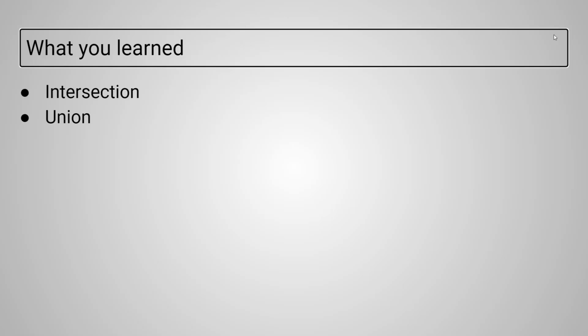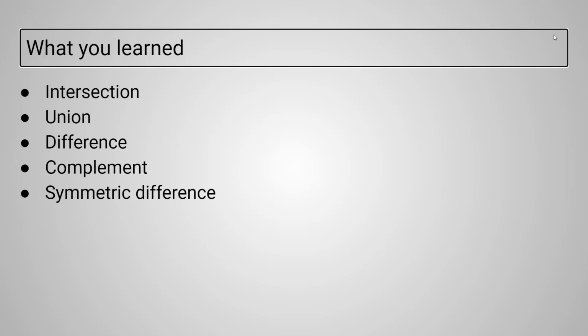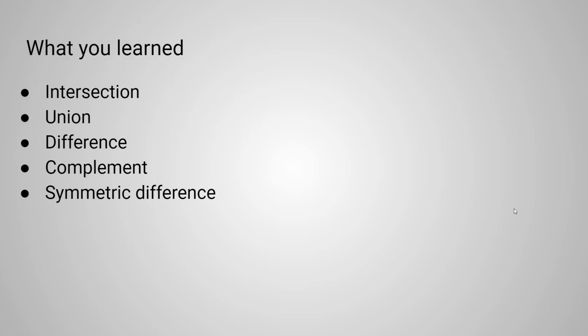So in this video, we introduced 5 set operations: intersection, union, difference, complement, and symmetric difference, and saw how these can be used to combine sets in different ways for different purposes. In the next video, we'll discuss a 6th operation called the Cartesian product of two sets that produces a very different kind of result.